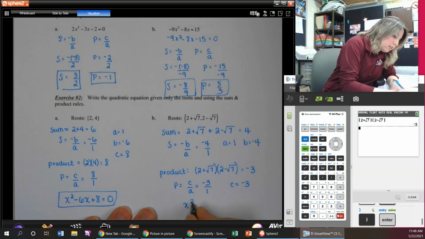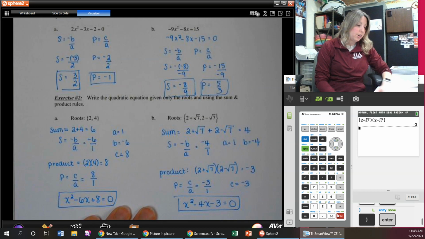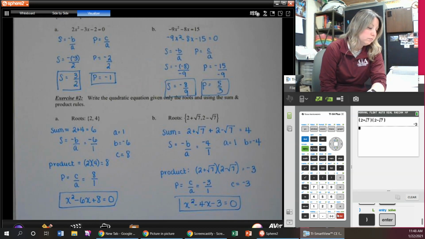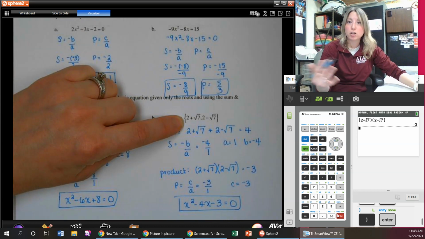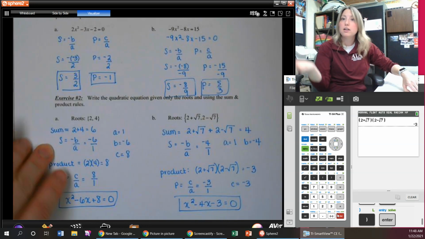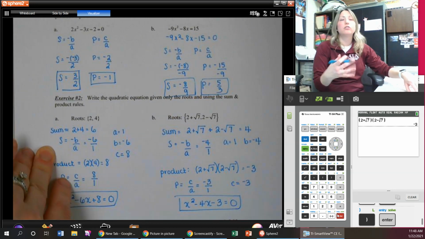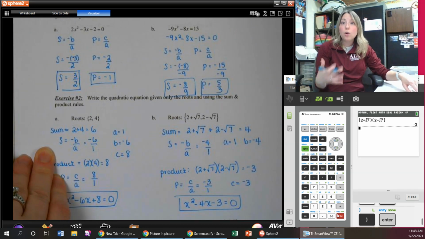So x squared minus 4x minus 3 equals 0. There you go. Okay. Not as hard to add and multiply those as they look, right? We've already talked about that in chapter 4. So we knew how to do that.